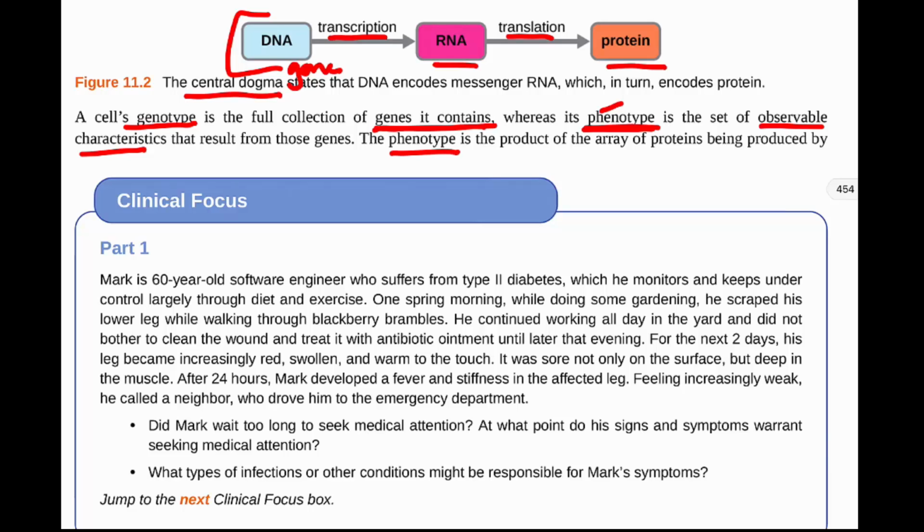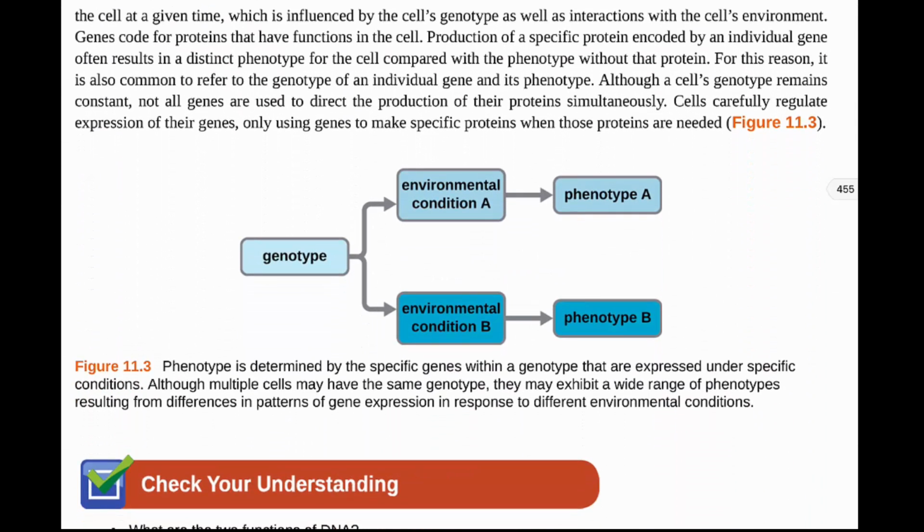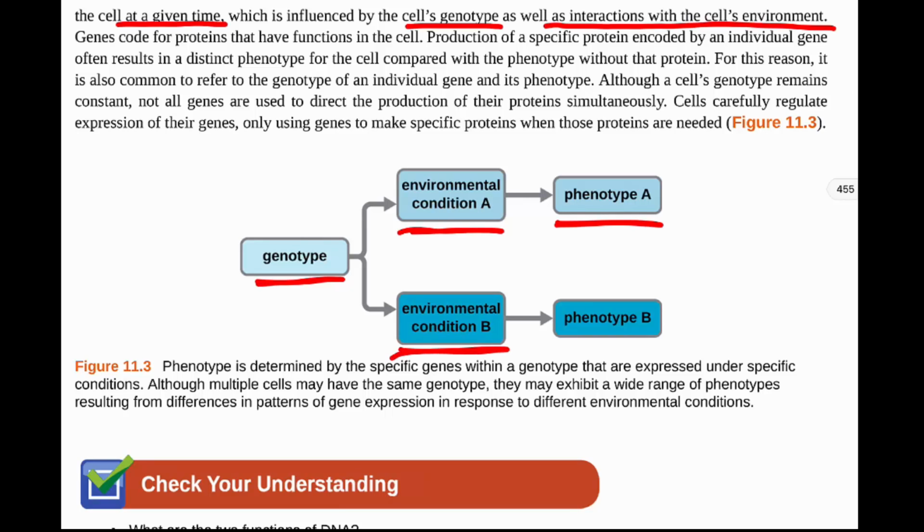So the phenotype is the product of the array of proteins being produced by the cell at a given time. So this is, of course, influenced by the cell's genotype, as well as interactions within the cell's environment. So within our own body, we see this very slightly, but then in bacteria we may see this in greater amounts. So we have our genotype, which are actual genes, the letters of our DNA. And then what we'll see here is that we have genes that can code for different things. And if we find ourselves in environmental condition A, for example, then we might see phenotype A. Versus if we find ourselves in environmental condition B, we might see phenotype B. And again, this is seen most often in prokaryotic organisms where they can shift and change based on the environment. They're much smaller. We do see that within ourselves, but not to the degree that we see it or as easily as it is seen in bacteria, for example.